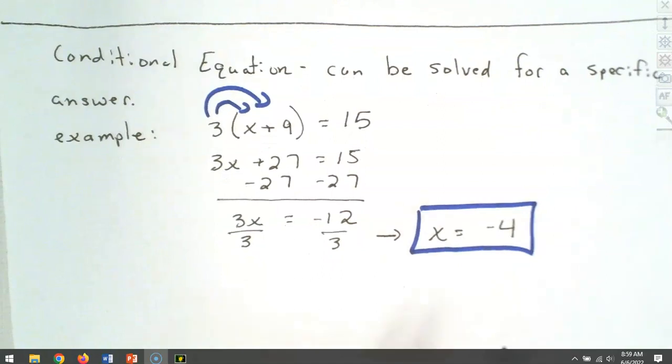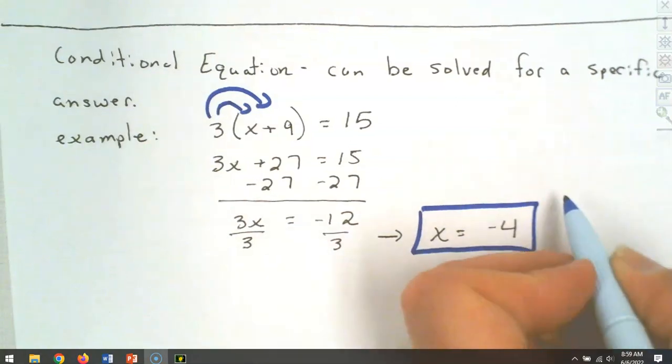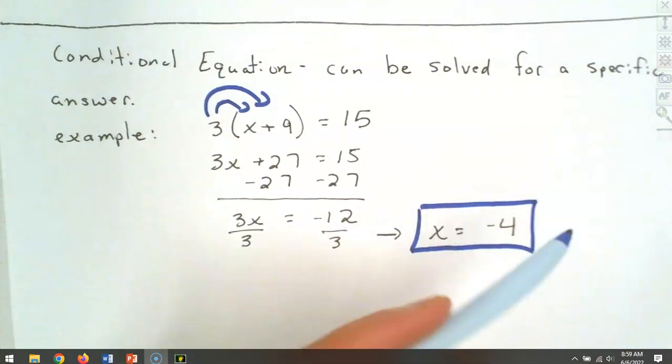Now, this negative 4 is a solution to your equation. And what do I mean by it being a solution? Well, if a number is a solution, I should be able to plug it back in and get the sides to match up. So if you plugged negative 4 back into the original, it would be a solution. So this is your solution, because if you plug it in, the sides should match up.